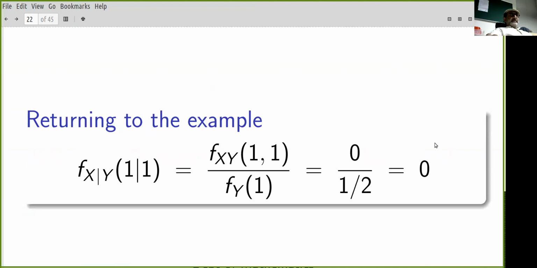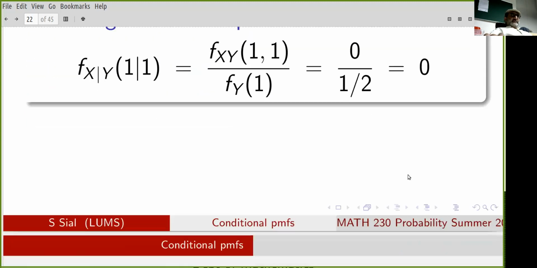Returning to the example, the conditional probability that X equals 1 given that Y is equal to 1 is the joint probability that X equals 1 and Y is equal to 1 divided by the probability that Y is equal to 1, which is 0 over the probability of getting an even, which is 1/2, and that is equal to 0.